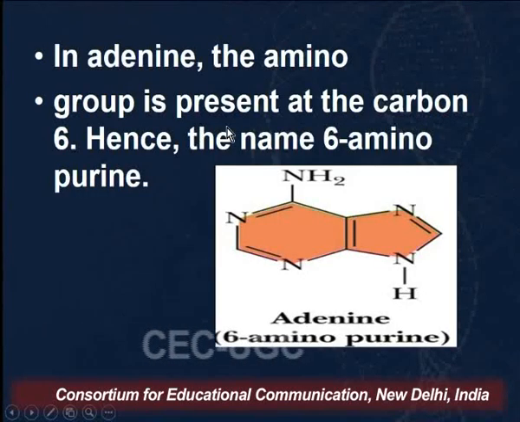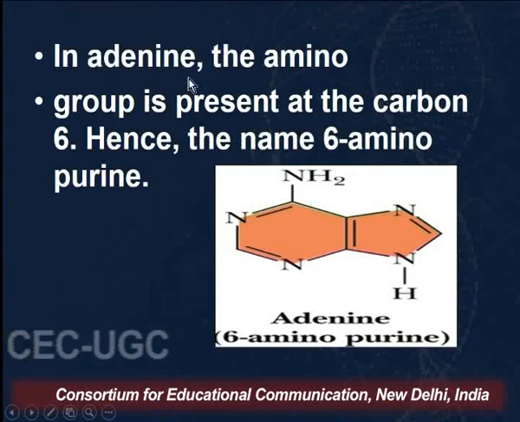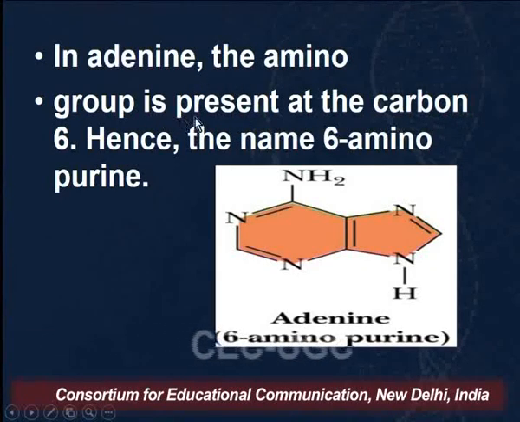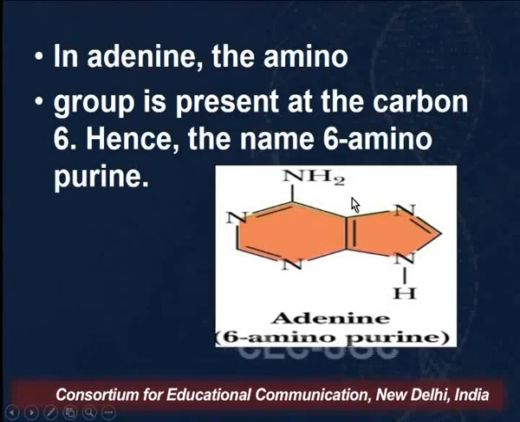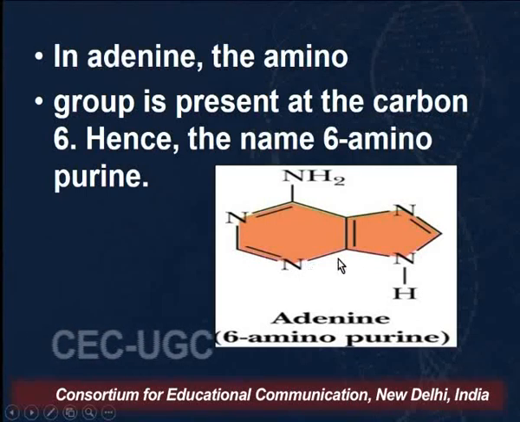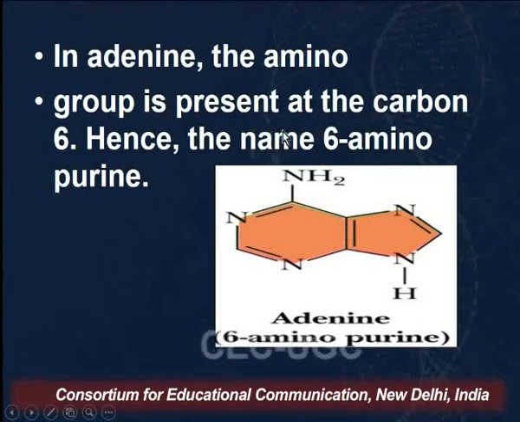Now let us look into the modifications which are done in this basic purine molecule. What we find in adenine is that the amino group is present at carbon 6. This is the basic structure of the purine. In purine, an amino group is present at this carbon. While you're doing the numbering, please remember 1, 2, 3, 4, 5, 6. So this amino group is present at 6, and we call it 6-amino purine.